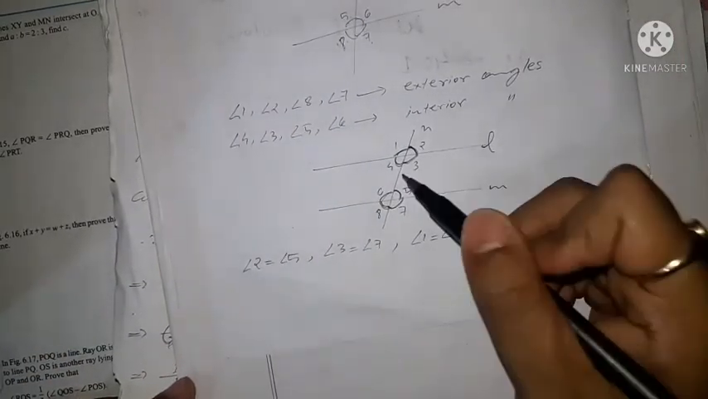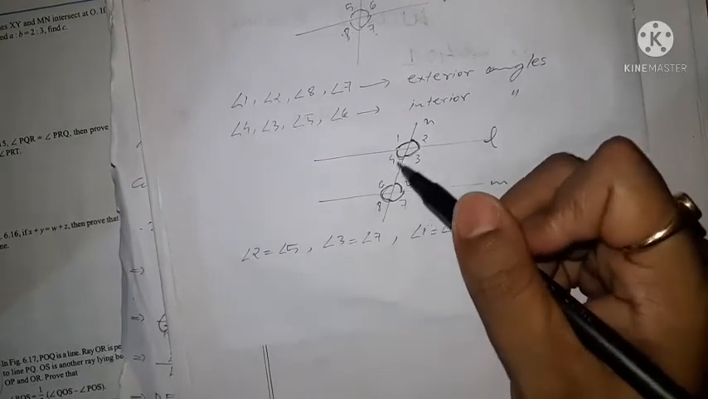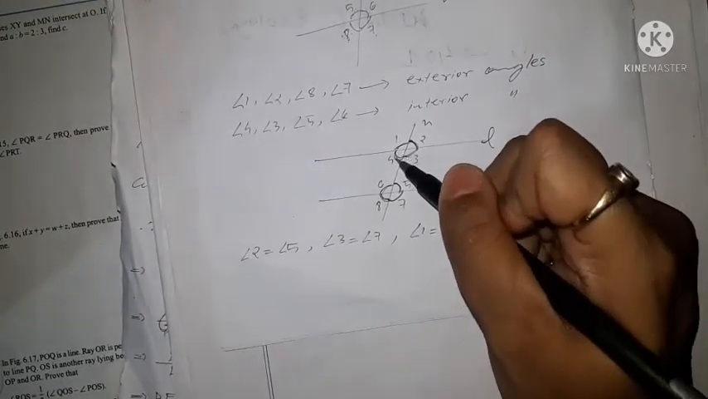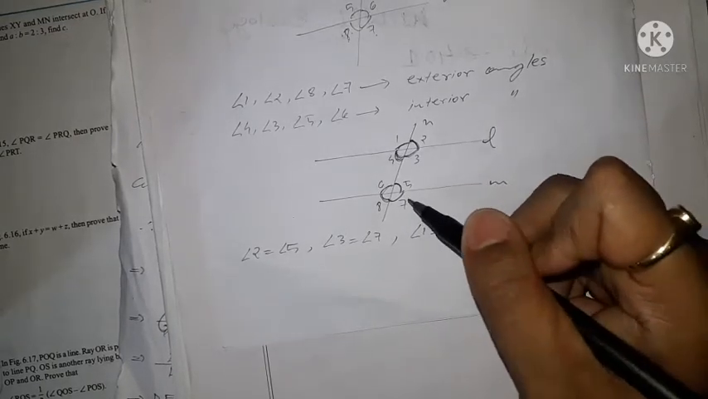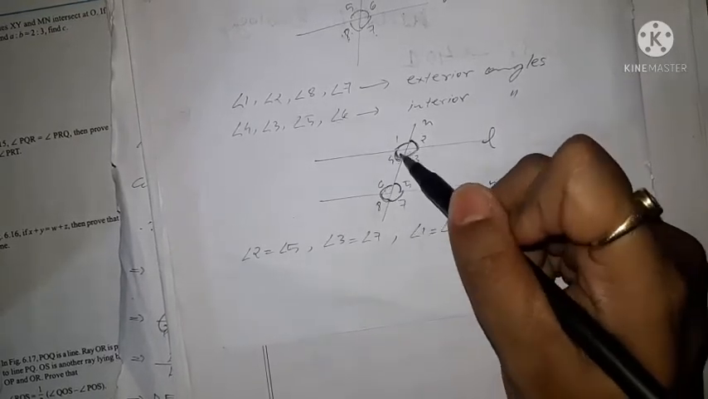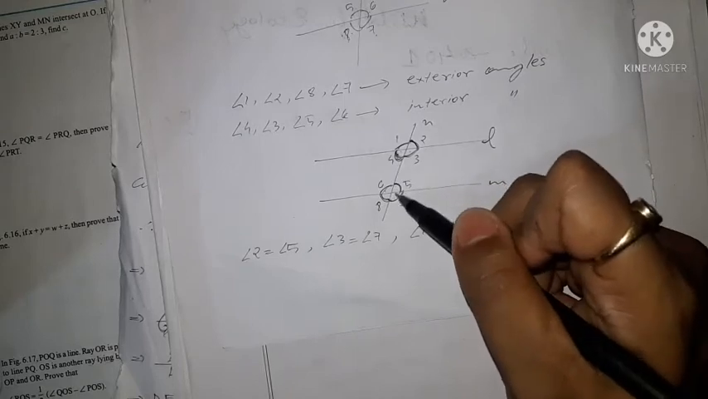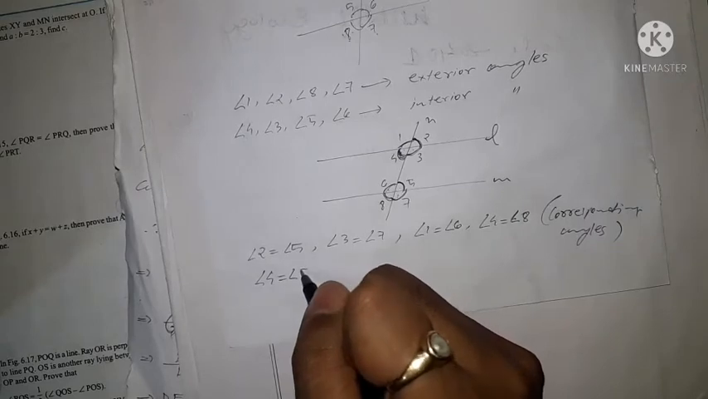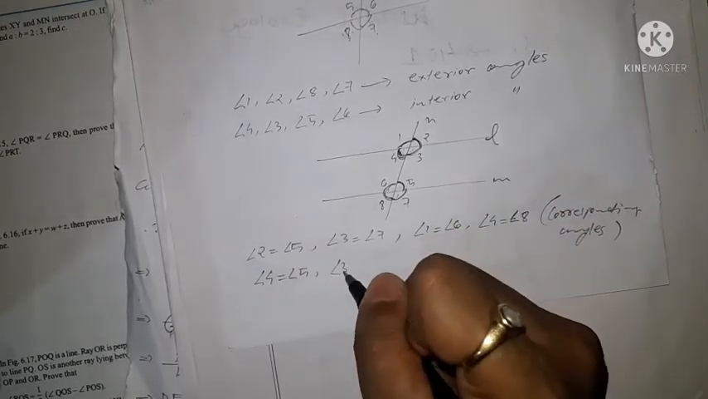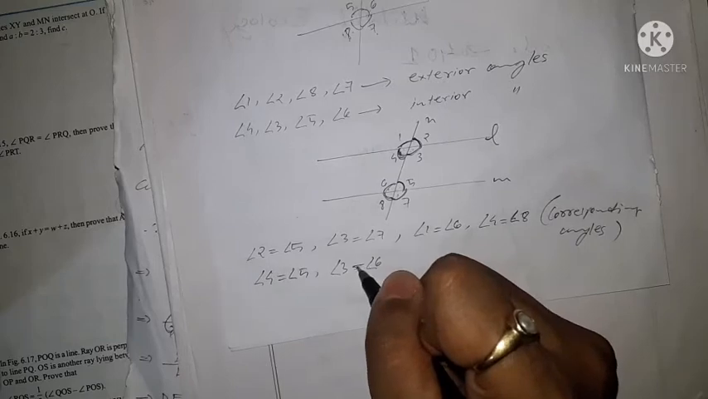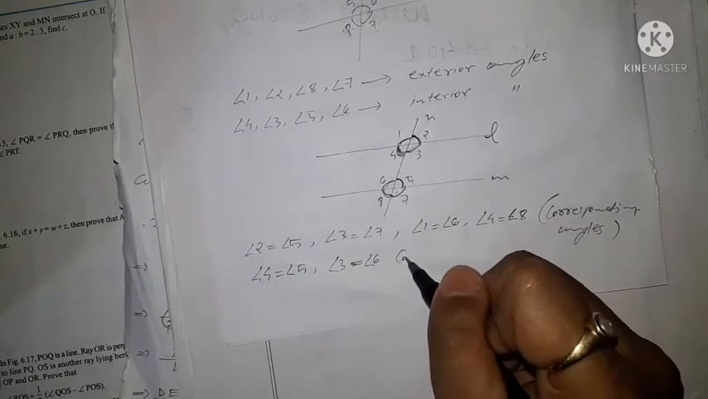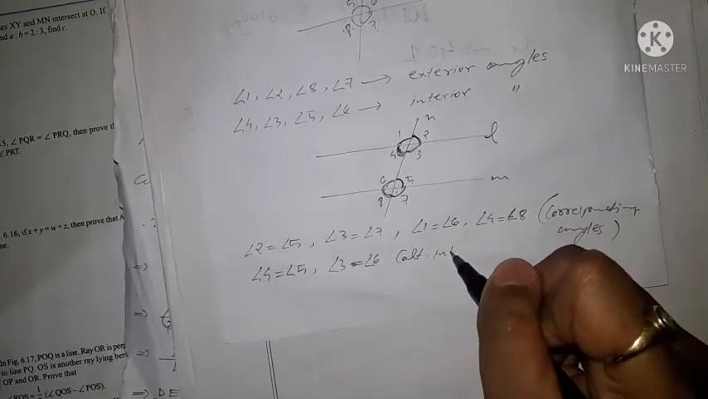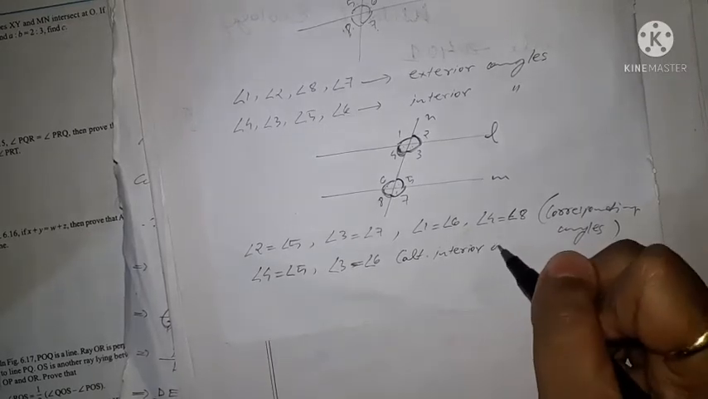Then in a similar manner, these are the alternate interior angles, that is angle 4 and angle 5, and angle 3 and angle 6. These alternate interior angles are equal, that is angle 4 equals angle 5 and angle 3 equals angle 6. See, these alternate interior angles are the same.